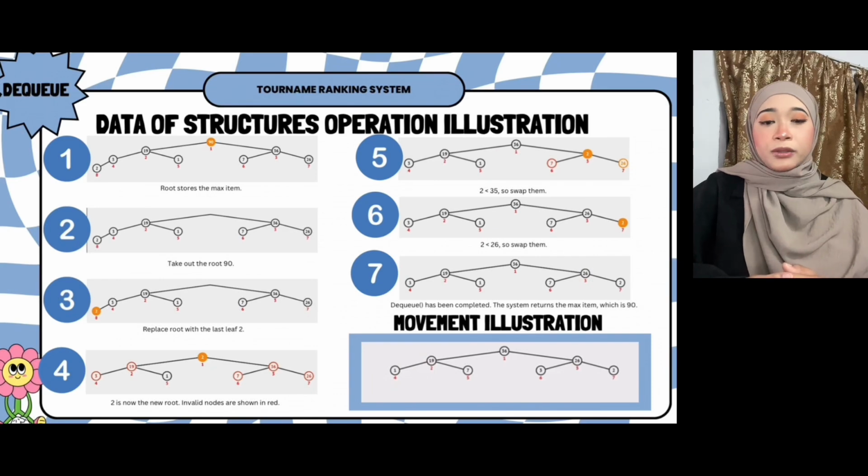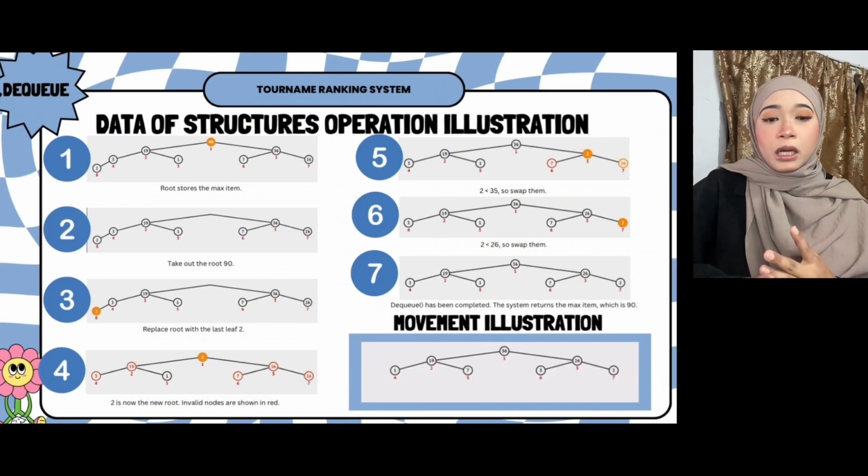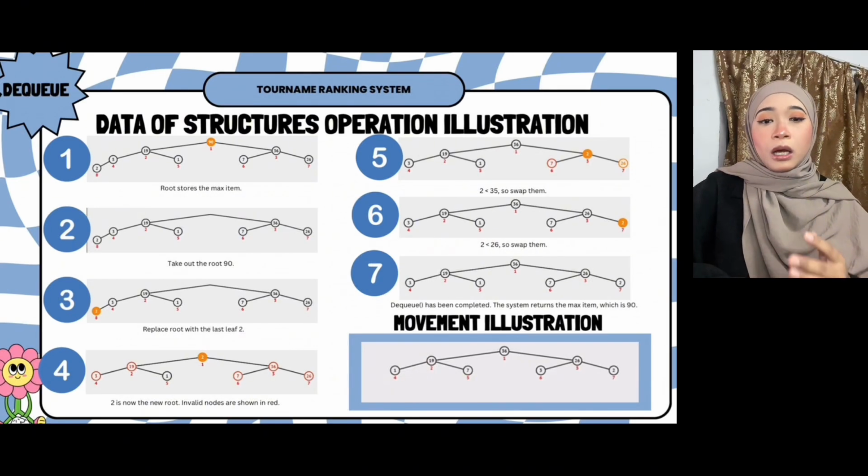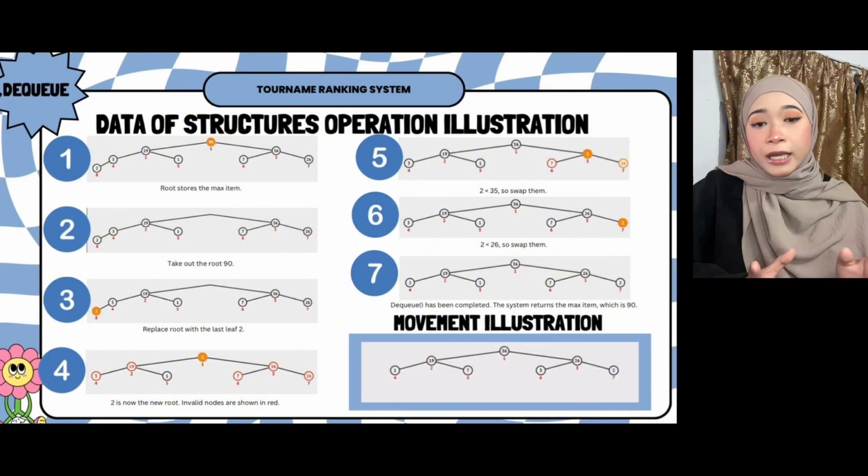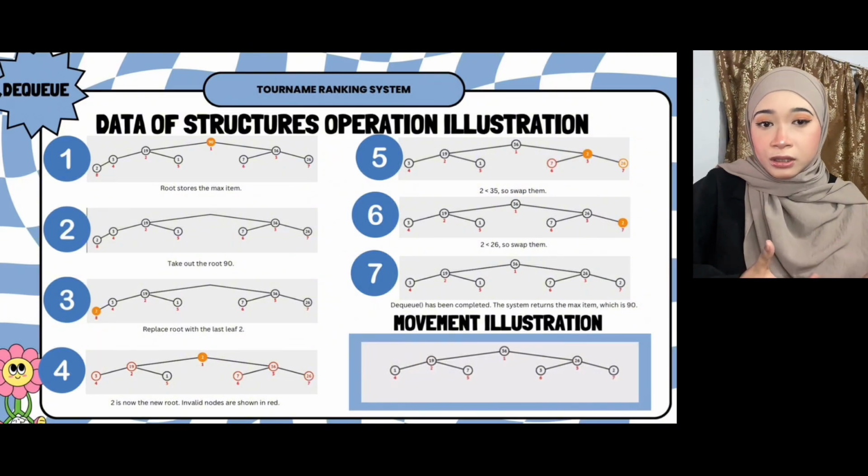Okay, step number 4, the number 2 becomes the new root. However, the nodes remain invalid. So the system begins swapping operations to correct the structure. You can also watch the movement illustration below.